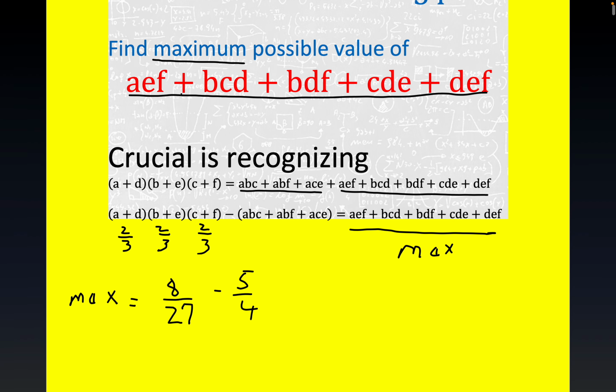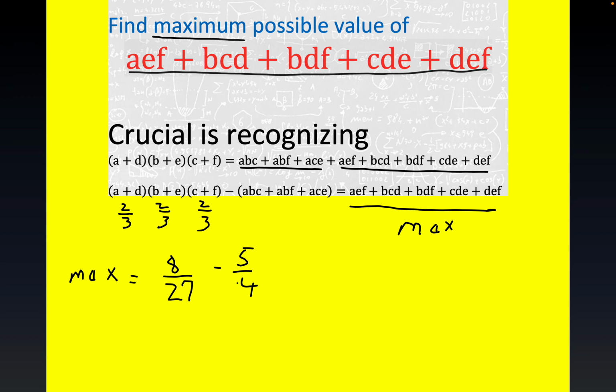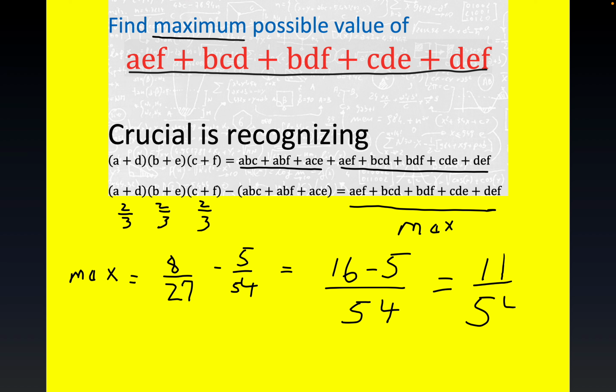What do we have here? 5 over 54 right here, and so that's equal to, oh, that's also convenient, 16 over 54 minus 5 over 54, which equals 11 over 54. Okay. So that's the answer, or that's the answer I got.